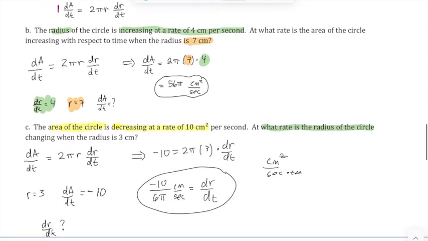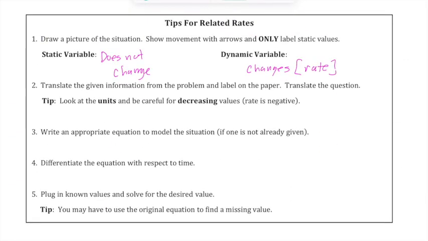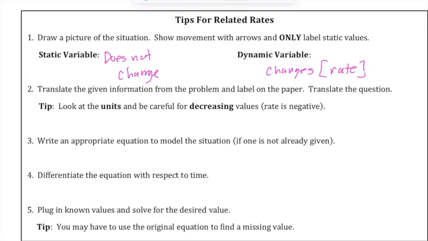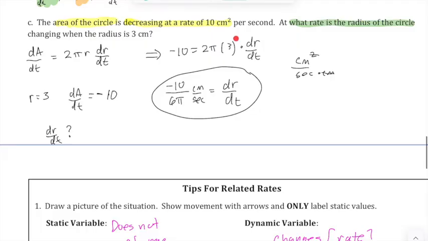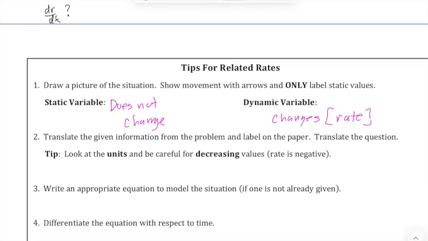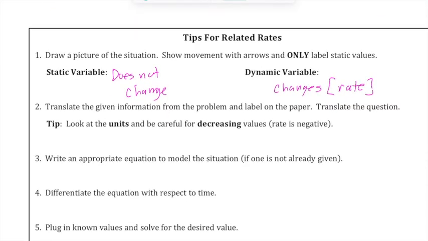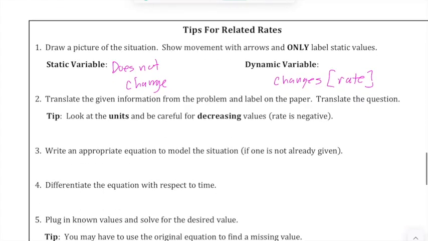So there's question 5. When you do related rates problems, here's a step-by-step guide on how to do it. Static variables are variables that don't change, that are fixed. So like here, a static variable would be 3, right? The rates are all dynamic variables. So just some tips and tricks. Always draw a picture if you can. Label it with the static variables only and use arrows. You'll see that in the next example.